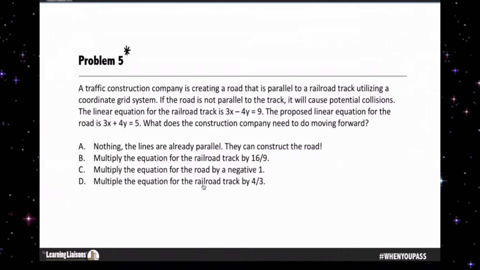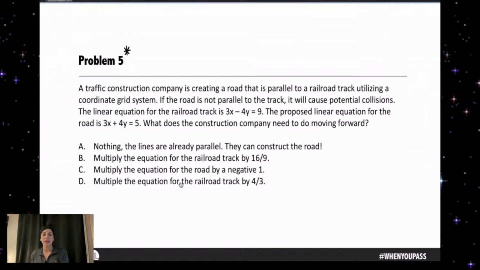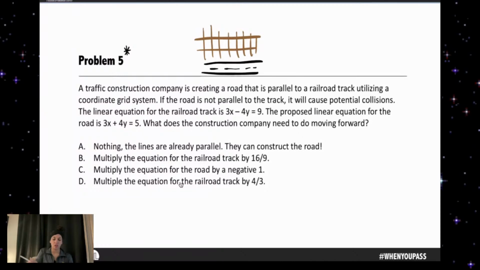All right, so this came highly recommended. Again, it's a problem similar to the one we solved last week where we were having to take two lines and do something to them to make them parallel or perpendicular. So I'm imagining we have a railroad track and we have a road that we need to be parallel to each other. And these are the two equations that I'm working with, right? So I really just need to figure out if they're parallel or not parallel, and how to make them parallel.